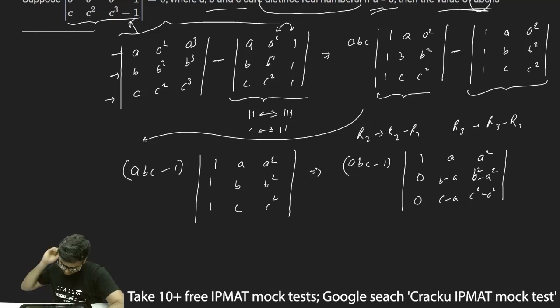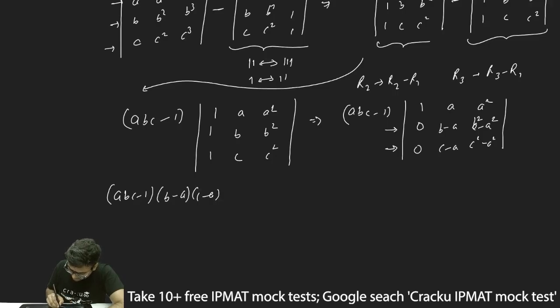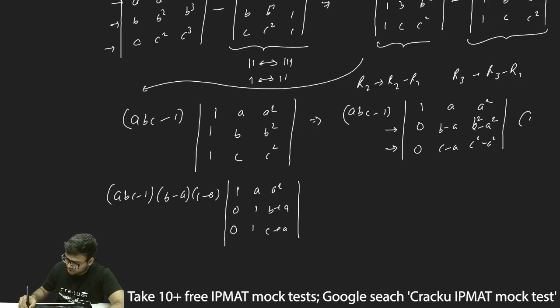Now again from this, I can take b minus a common from this row, and c minus a common from this row. So this will become abc minus 1, with b minus a and c minus a taken common, and this will become 1, a, a square, 0, 1, b plus a, and 0, 1, c plus a. So I have taken b minus a common from this row and c minus a common from the second row, and I have taken this as common out. So abc minus 1, b minus a into c minus a.